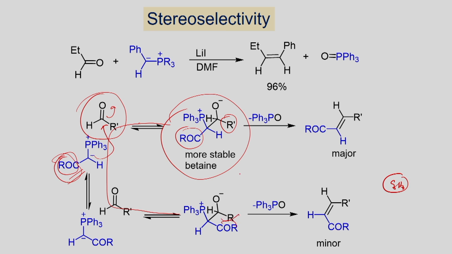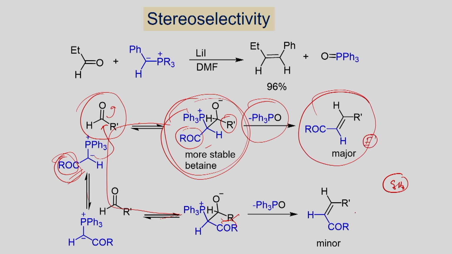There will be a steric repulsion here. So since this betaine is reversible, even if you form this one, it can go back, and you form the stable ones. Once you form the stable betaine intermediate, which can lose triphenylphosphine oxide, then you will be able to form this trans alkene as the major compound.